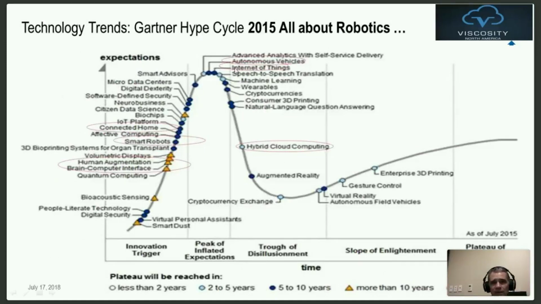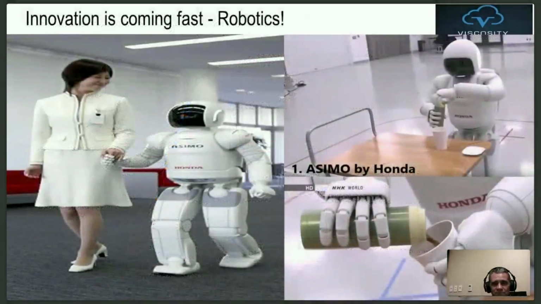It's really a robot car, right? Internet of Things, starts to talk to each other. Connected home. Smart robots, human augmentation start coming on. I do have some tech, hybrid cloud computing. That's 2015. Look at robots.